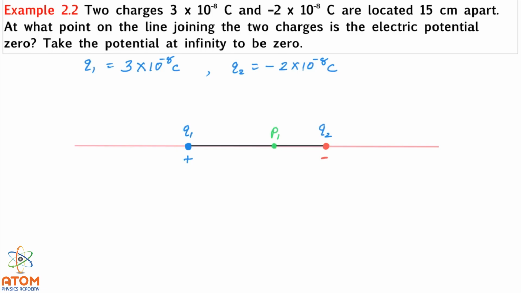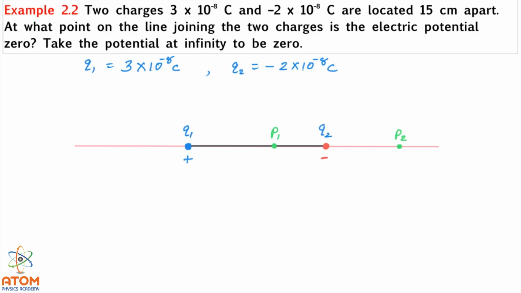Let us see. If you place a point here somewhere, then here also due to this negative charge, potential will be negative. Due to this positive charge, the potential will be positive. And so here also somewhere we can draw a point. Let me draw it here somewhere. Name is P2. At this point P2 also potential will be 0.